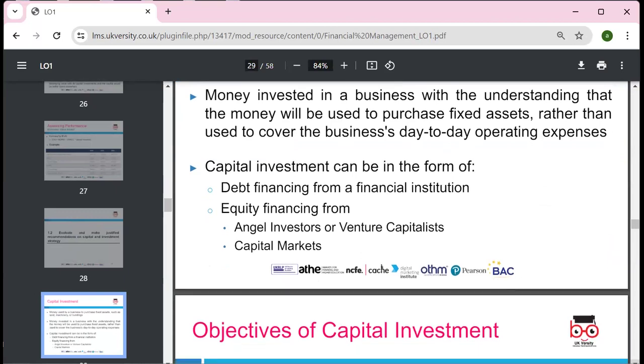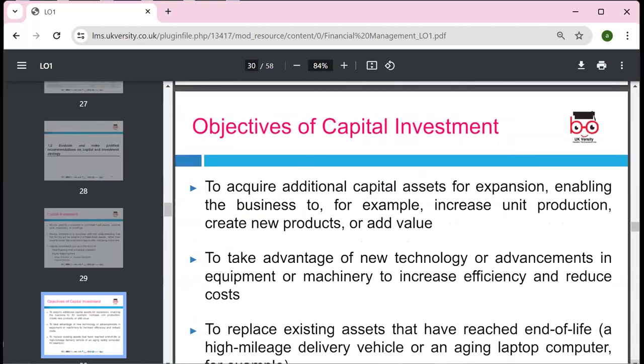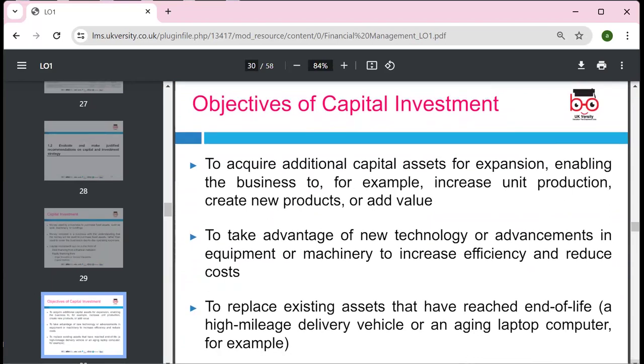Capital investment can be made in the form of debt financing or equity financing. We can also raise the money from an angel investor, venture capital, or the capital market. Okay, the objectives are to acquire additional capital for expansion, enabling the business to take advantage of new technology and advances in equipment and machinery, to reduce costs, and to replace existing assets.